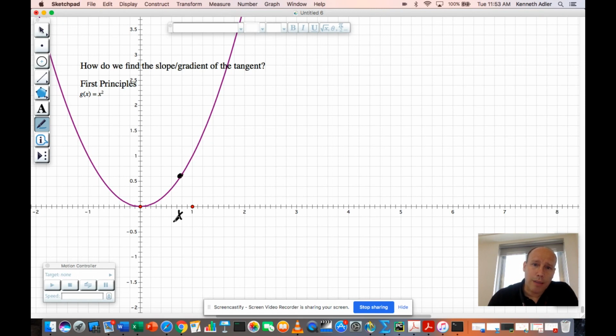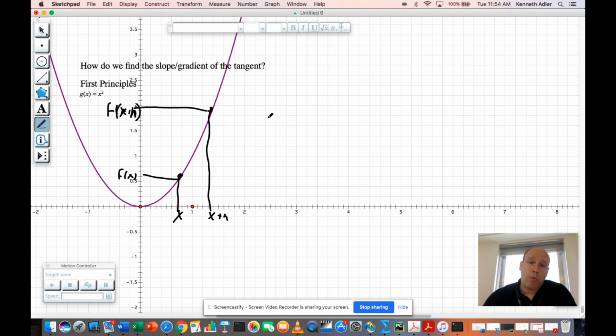Let's call this x. And then we have another point up here, and let's call that x plus h. And we had a y value here. We're going to call this f of x. And we had a y value here. We're going to call this f of x plus h.